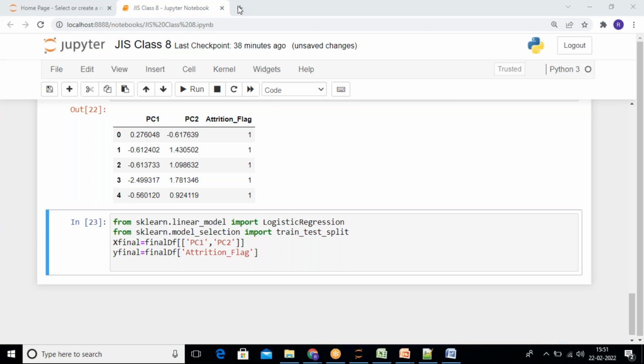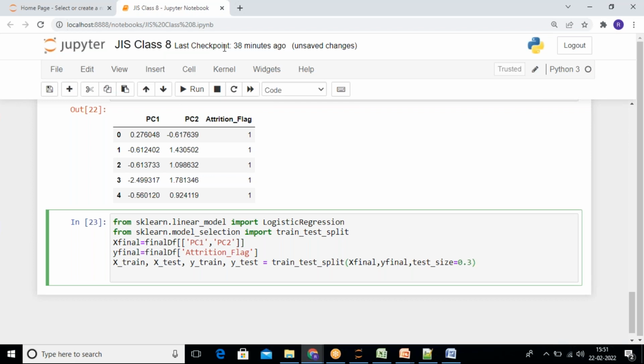Yes or no? Yes, sir. Very good. So the data set is X_final for X and Y_final for Y. The test size is 0.3, meaning a 30-70 split. You can take it to 20 according to your choice. Here the data set is large, that's why we have taken this.